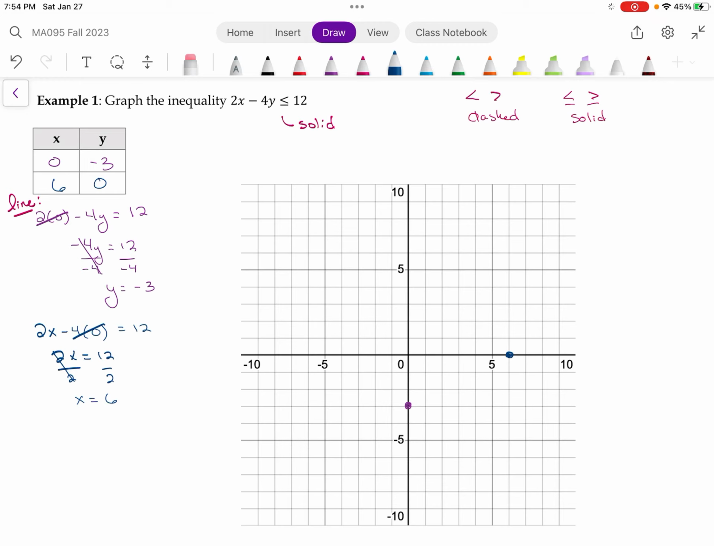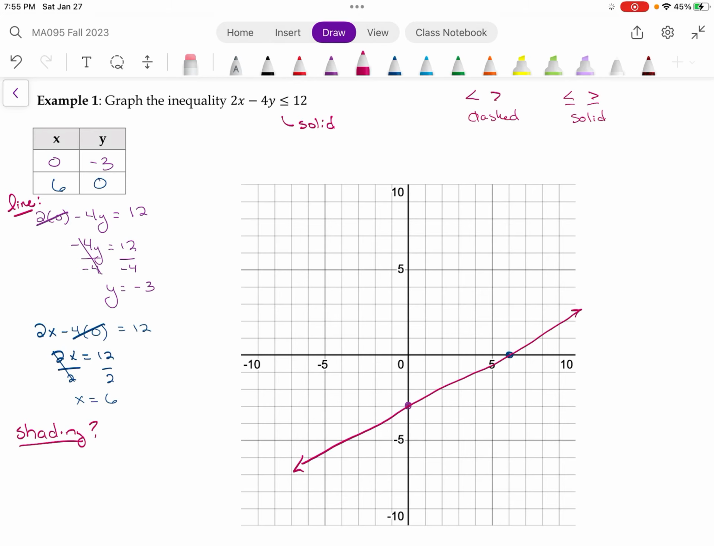Now we decided before that it was going to be solid, so we'll try to draw a straight line. There we go. And put some arrows on it. And now we have to decide, now the second portion, that was step 1. Then step 2 is to figure out where the shading is. So where is the shading?